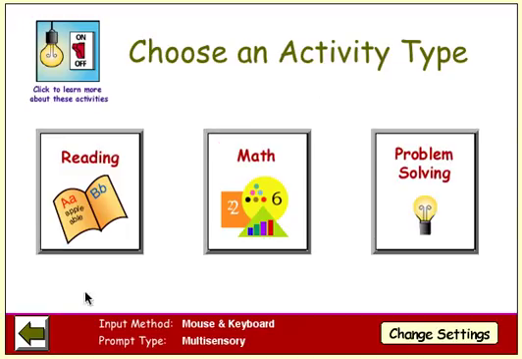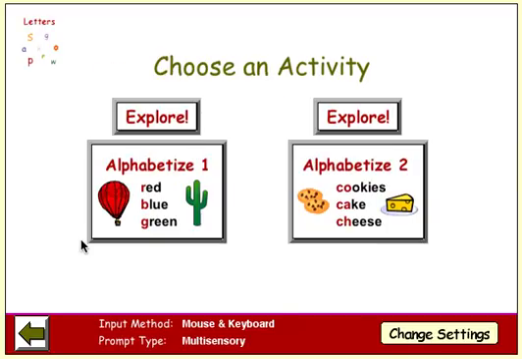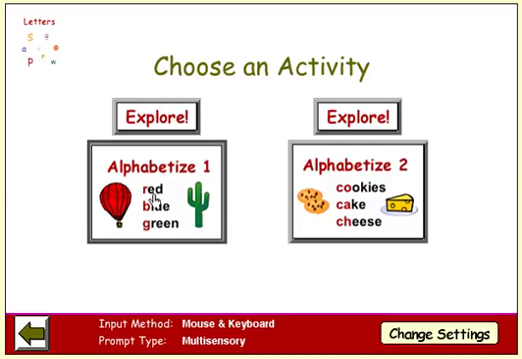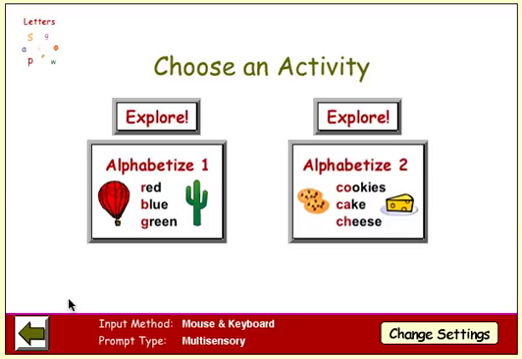And then we have the reading activities. These activities are based on the research of balanced literacy. The letters activity is how letters work within words, and for that we have devised two different alphabetizing activities. The first one where the initial consonants are all different, and the second one where the initial consonants are all the same, but you have to go deeper and deeper into the word in order to be able to alphabetize the words.